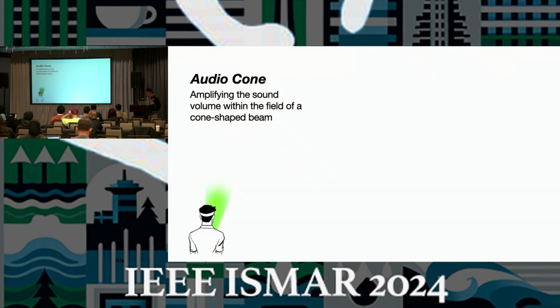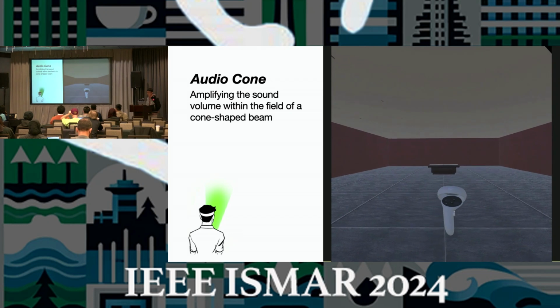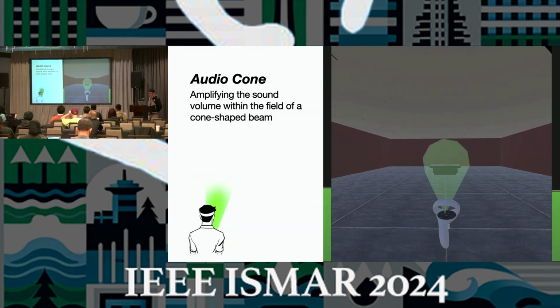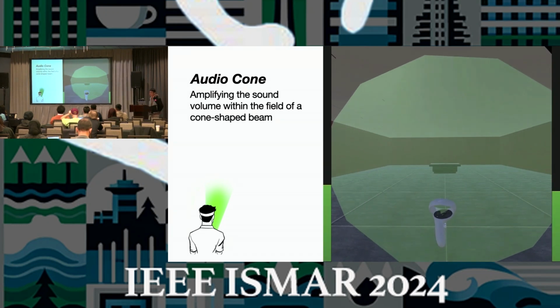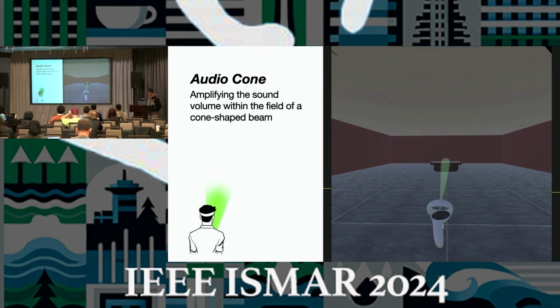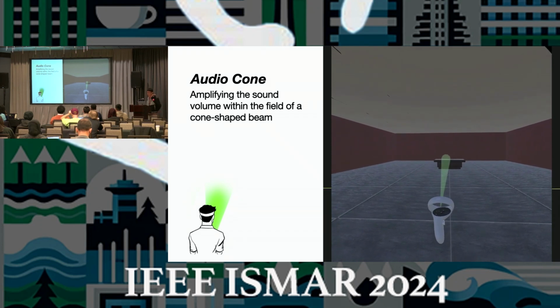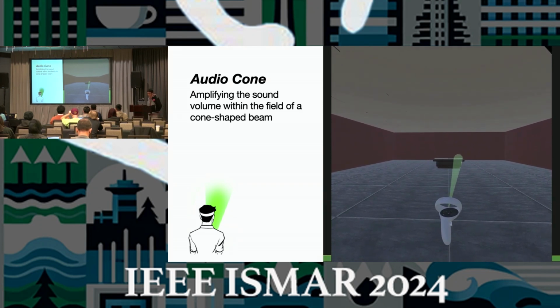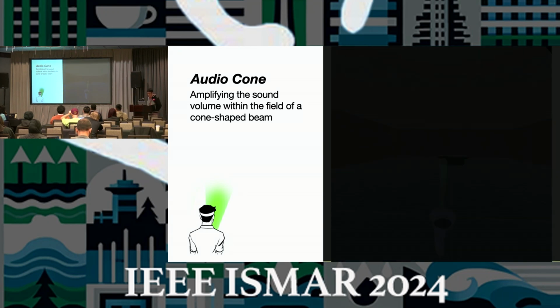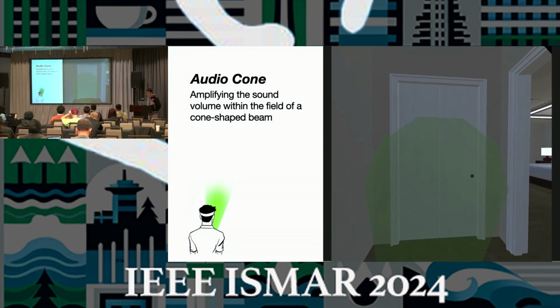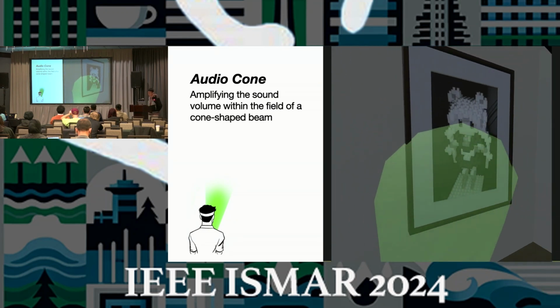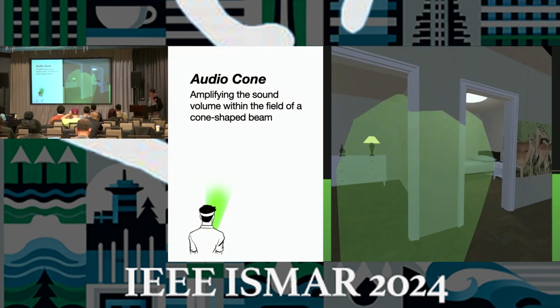The second technique is audio cone. When enabled, the audio cone projects a cone-shaped field from the controller, just like a torchlight, amplifying the volume of any sound source within its cone's range. Users can adjust the cone's angle and sweep it around to precisely locate the sound sources. This technique is designed for scenarios where identifying the direction of the sound is critical.